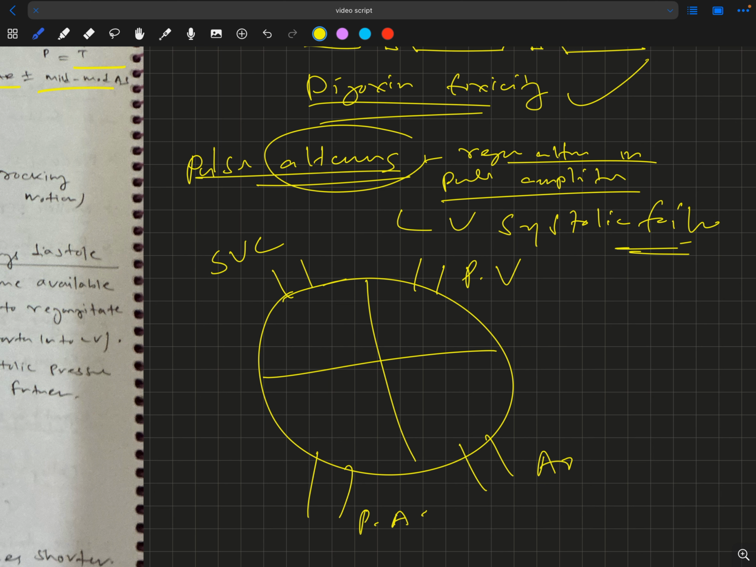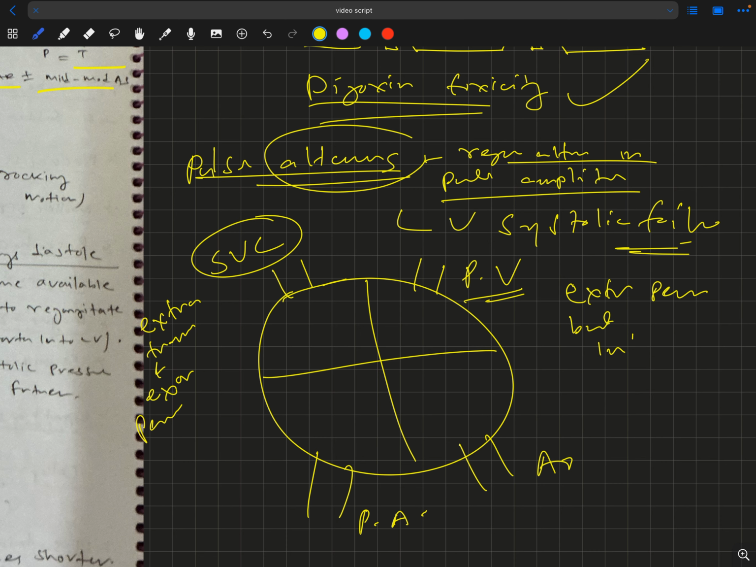When we are inspiring, with inspiration there is increased blood flow to the right side of the heart. So why is that happening? Because the SVC, superior vena cava, is extrathoracic and extrapericardial. The pulmonary vein is extrapericardial but intrathoracic. All these parts are intrathoracic except the SVC.